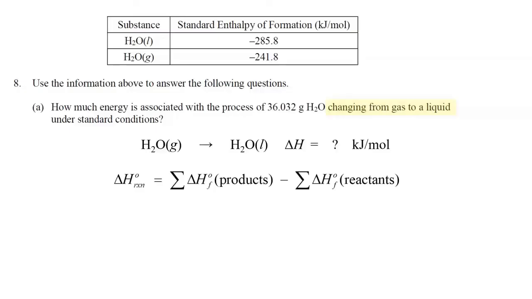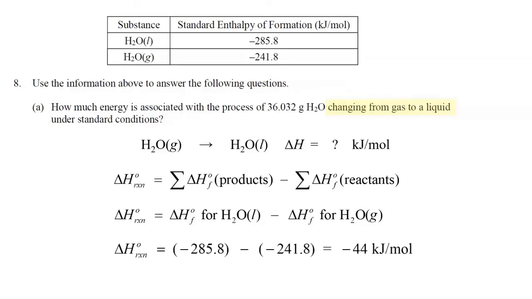So the equation that was given in this section, delta H for a particular reaction or a process, is the sum of the enthalpy of formation for the products minus the enthalpy of formation for the reactants. So we know that the product in this case is liquid water. So that would be the delta H of formation for liquid water. And then the reactant is water vapor. So delta H of formation for the water vapor.